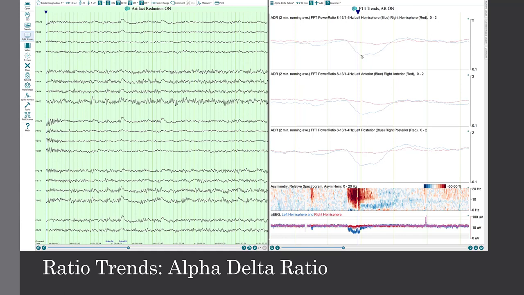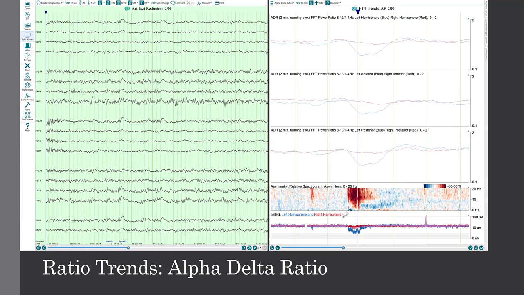Now the denominator is 1 to 4 hertz. So these can actually go quite high. If you're looking at a period of alpha, you can get very high ratios. But the typical scaling is 0 to 2 for the ratio. And here we are. We can see that this is a carotid endarterectomy, actually. You can see that there's a significant asymmetry between left and right.